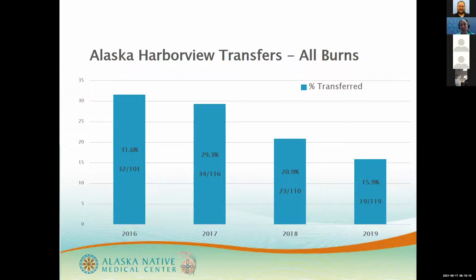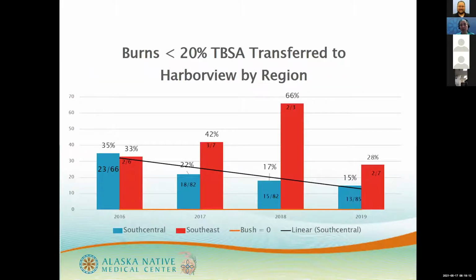So we further drilled that down and said, okay, let's look at burns less than 20% and eliminate the Southeast. And when we looked at that, we had a reduction over 4 years from 35% of burns transferred out down to 15% transferred out. So over half of burn transfers were reduced by building capacity here at ANMC.